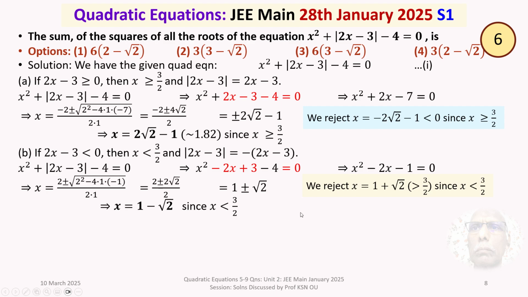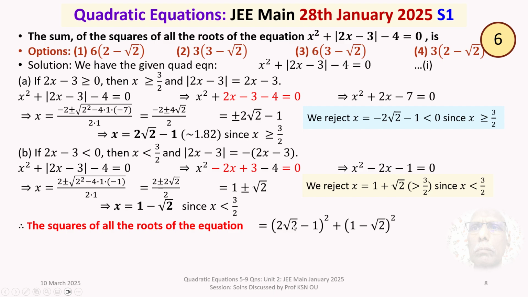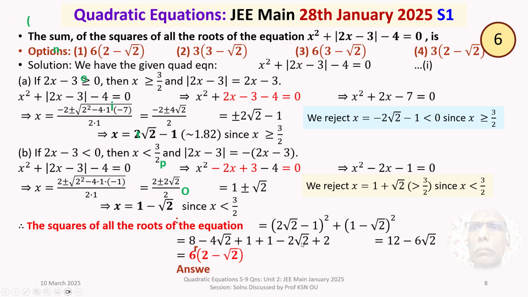So, the sum of the squares of all the roots of this equation is 2 root 2 minus 1 whole square plus 1 minus root 2 whole square. Now square it, simplify it, we will get 12 minus 6 root 2. That is 6 times 2 minus root 2. This 6 times 2 minus root 2 appears against option 1. Therefore, the answer to this question is option 1. That is the detailed discussion of this simple and straightforward question. Right. We move to the next question.